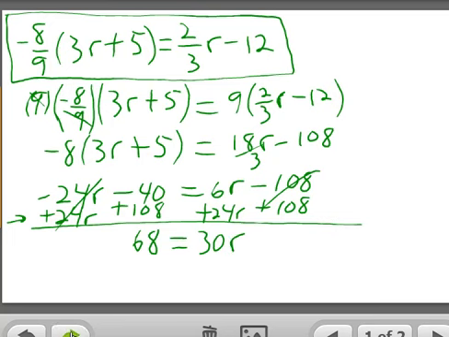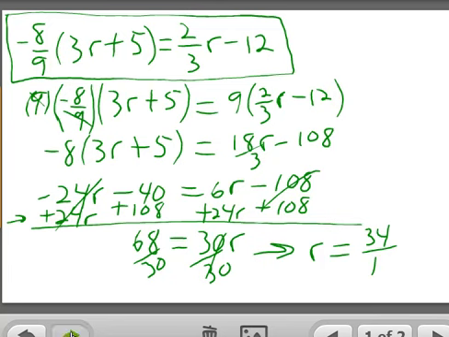And then continuing to solve it for r, we divide 30 on both sides of the equation. And then we want to reduce the fraction, and we get 34 over 30 because 2 goes into 68 and 2 goes into 30. So r is equal to 34 over 15. Just remember to check your answers as you work.